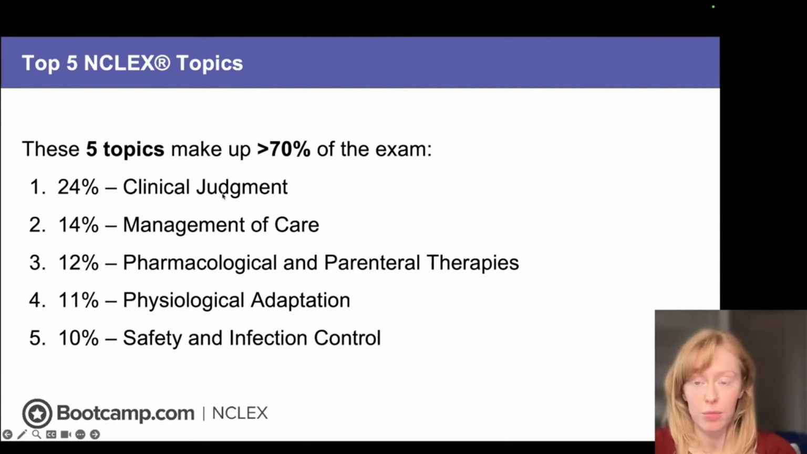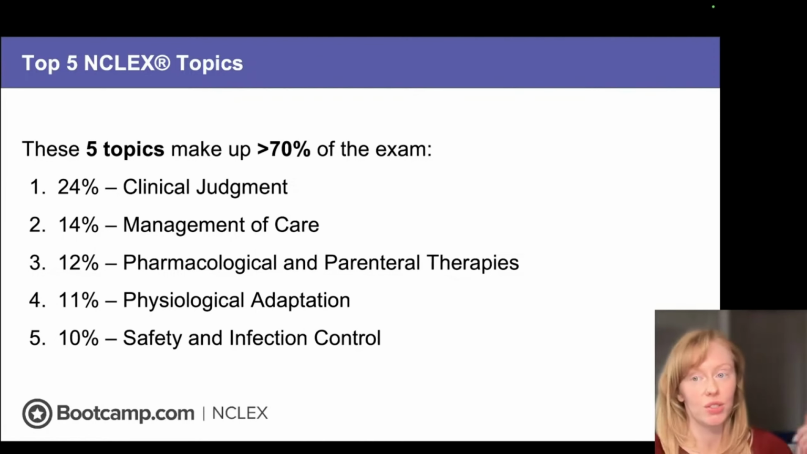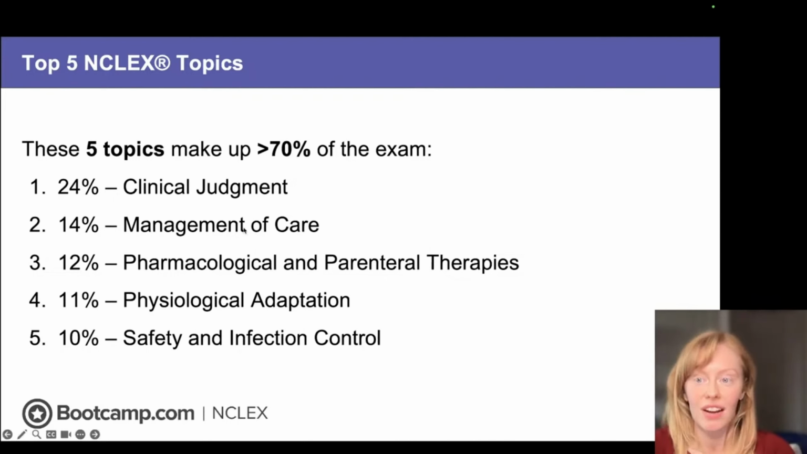So 24% of your exam comes from clinical judgment. This is new for the next gen NCLEX, where they test your ability to think like a nurse, and they do this using the case studies. Management of care, pharm, physiological adaptation, and safety and infection control follow. But you can see that the big one, far and away, is clinical judgment. And that is why it is so important to have a lot of practice with really high quality case studies that are actually representative of the real test.